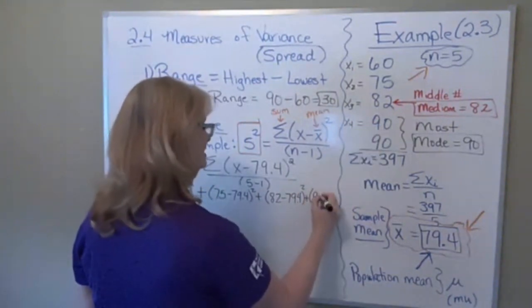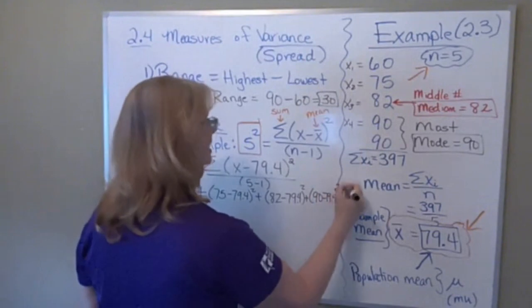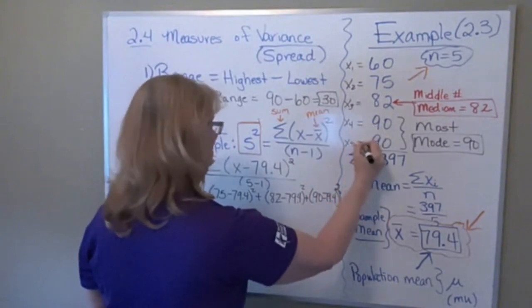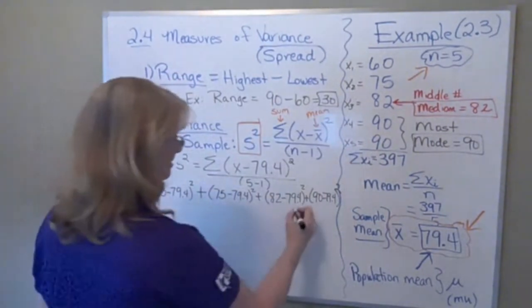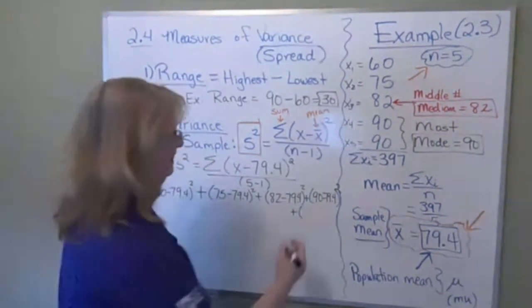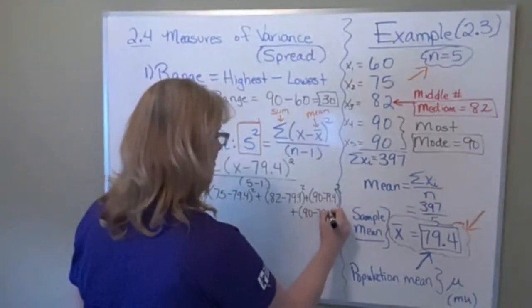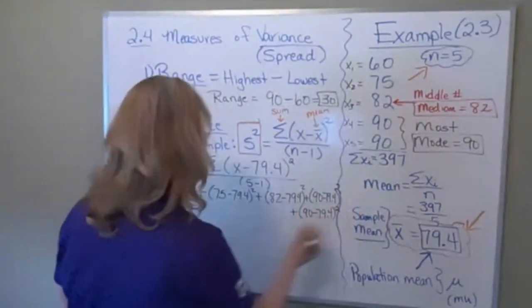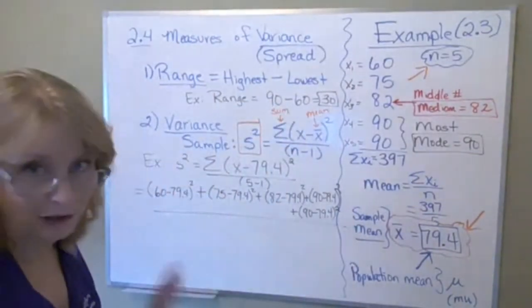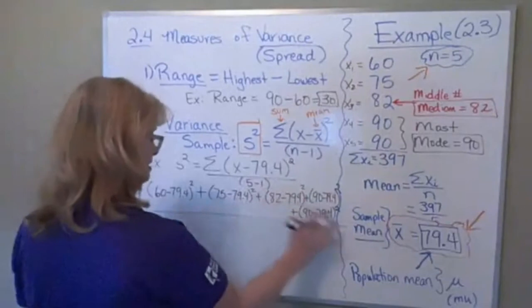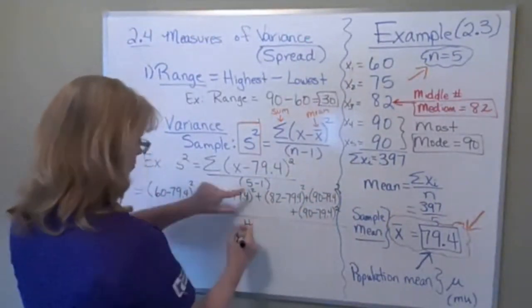X4 was 90 minus 79.4 squared. And I'm going to just add this last one on right here because I ran out of room. I need a bigger board. 90, again, minus 79.4 squared. I'm going to take all of that. I'm going to have to do that in the calculator. No way am I going to do that in my head. And I'm going to divide all of that. After I add all those squares together, I'm going to divide by 4.